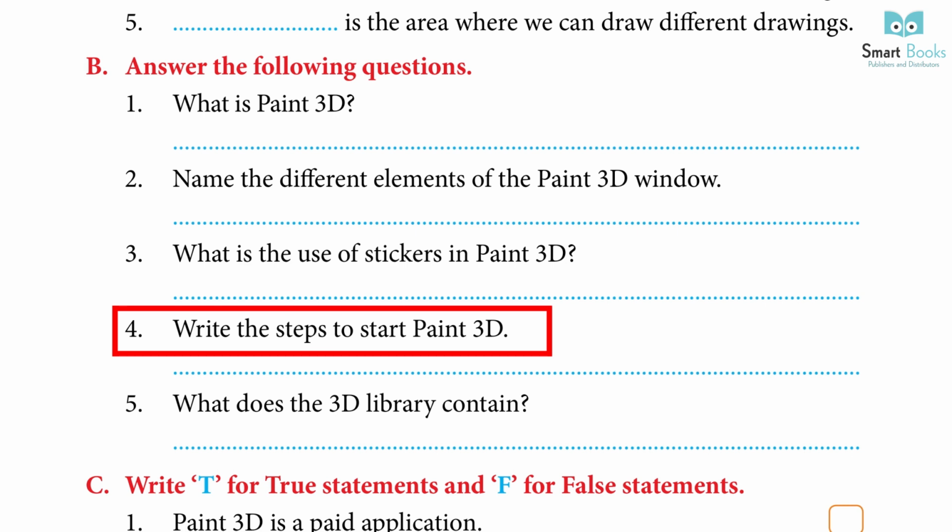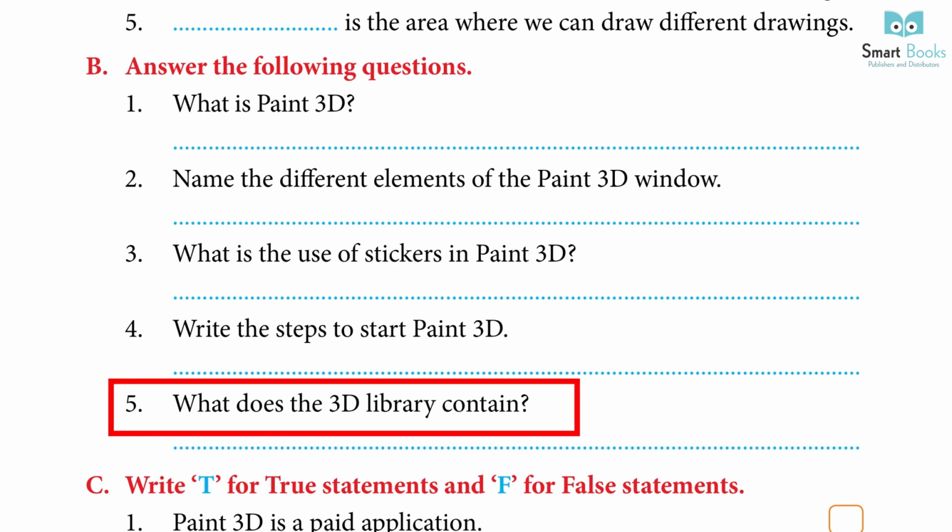Answer: Steps to start the Paint 3D app. Steps: 1. Click on the Start button. 2. You can choose the Paint 3D option from the menu or type Paint 3D in the search box. 3. The Paint 3D window will open. 5. What does the 3D library contain? Answer: It is a collection of thousands of free 3D models divided into several categories.